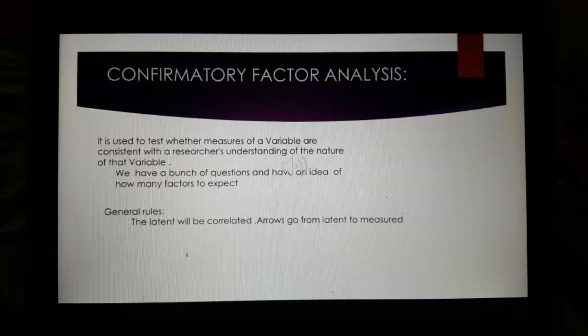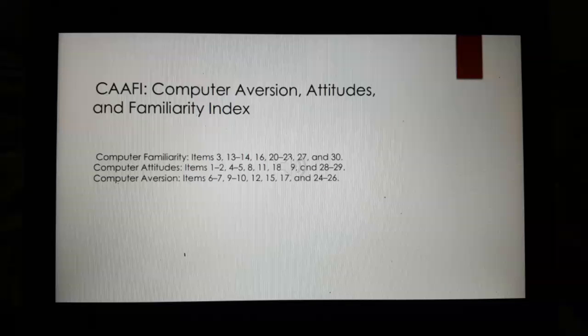While constructing these models, the general rules to keep in mind are that the latents will be correlated with each other, the arrows always go from the latent variables to the measured variables, and we always leave the error that comes in between the correlation, because that would be the effect that would be caused on the model.